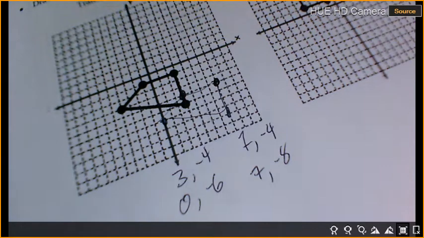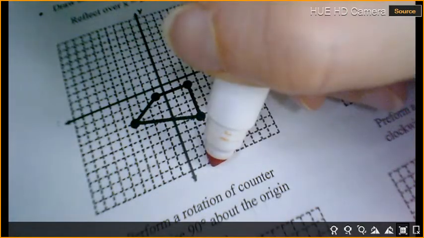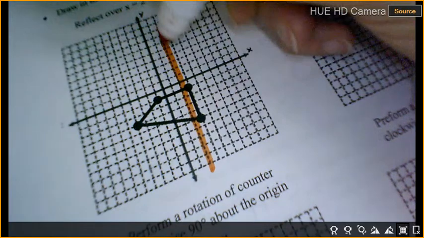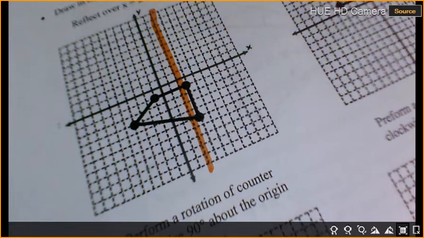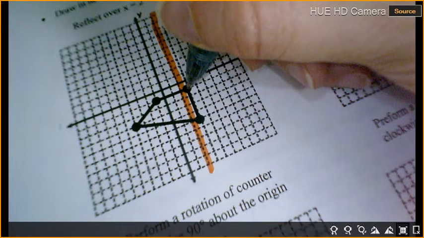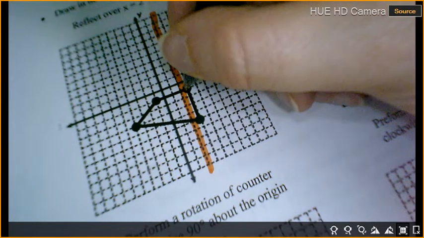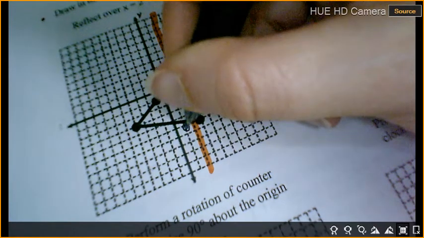Okay, we're going to move to reflections. We're reflecting across x equals 2. So I go to the x-axis and I go over 2. A lot of people like to put y equals 2 instead of x equals 2. Remember, it crosses the x-axis. Okay, so now I'm just going to reflect this. This is 1 to the right, so it's going to go 1 to the left.